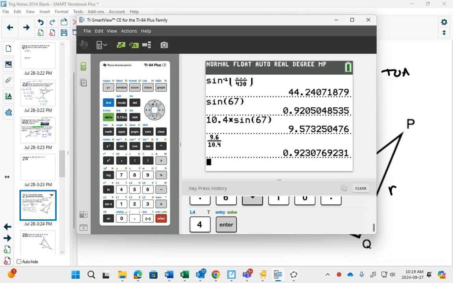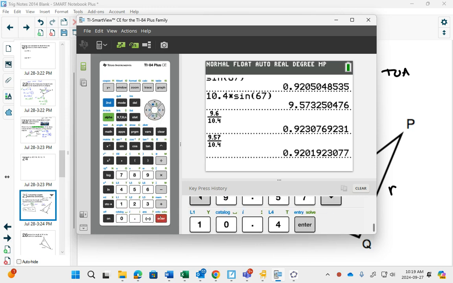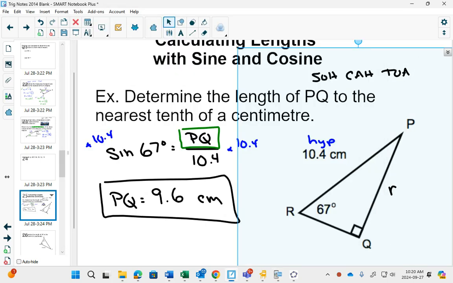If we use 9.57, that's more accurate than 9.6. If we had used 9.57 divided by 10.4, now it's only the fourth digit that's off. And the more accurate we are, the more accurate the answer is going to be. But the question asked us to round to the nearest tenth, so that's what we did.